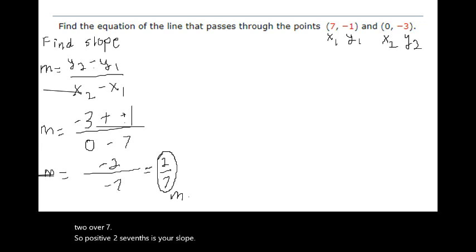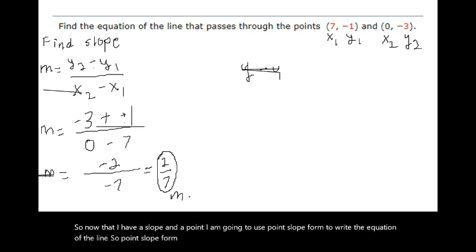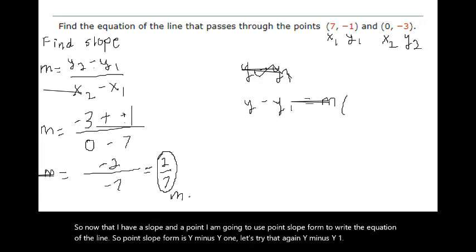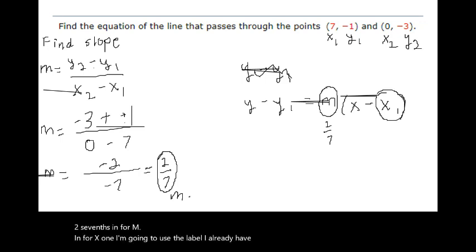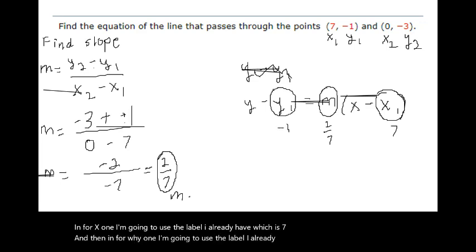So now that I have a slope and a point, I am going to use point-slope form to write the equation of the line. So point-slope form is y minus y1. Let's try that again. y minus y1 equals m times x minus x1. Then I'm going to plug 2/7 in for m. In for x1, I'm going to use the label I already have, which is 7. And in for y1, I'm going to use the label I already have, which is -1.